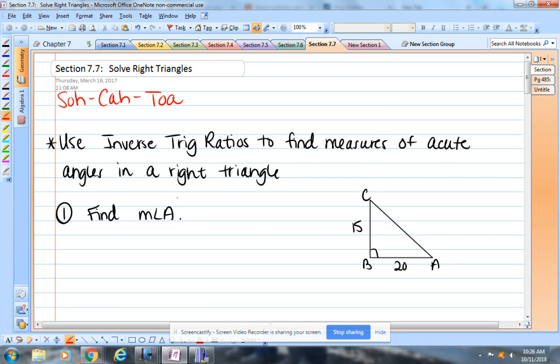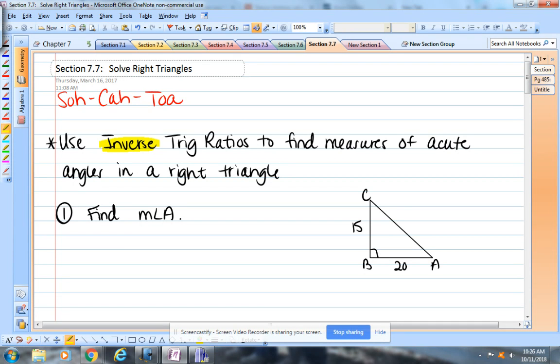All right? Well, what we have not done yet is found angle measures using trigonometry. We have found side measures, but we have not found angle measures. To find an angle measure, you're going to use sine, cosine, and tangent, but we're going to use the inverse functions of them.